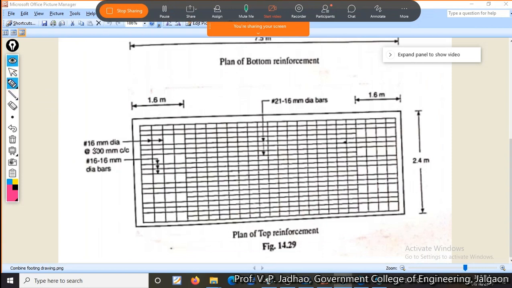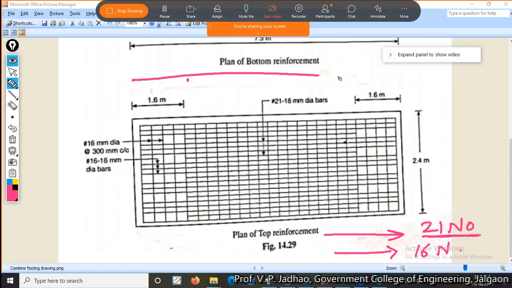Now we know that in the longitudinal direction, meaning in this direction, we have calculated a total of 21 bars. Out of these 21 bars, we curtailed 5 bars, or we provided only 16 bars beyond the point of contraflexure. If this is our bending moment diagram for this particular footing, we curtailed these bars.